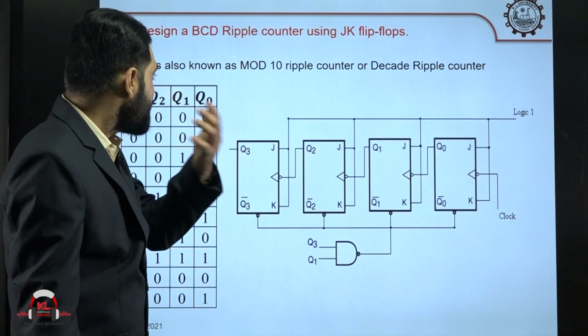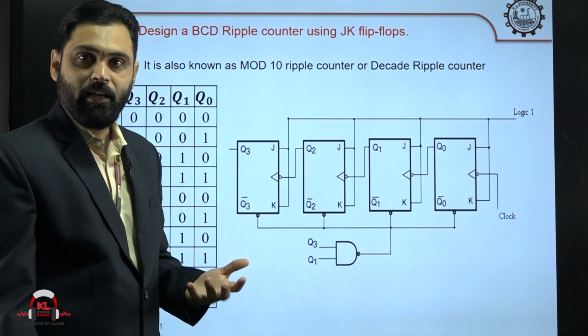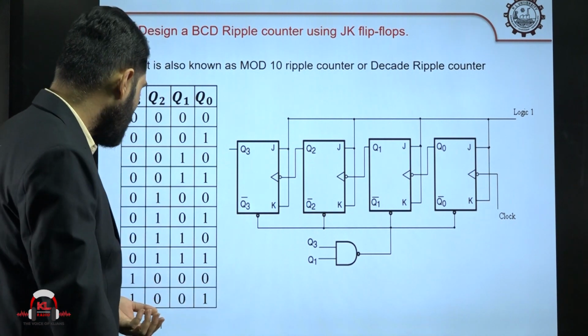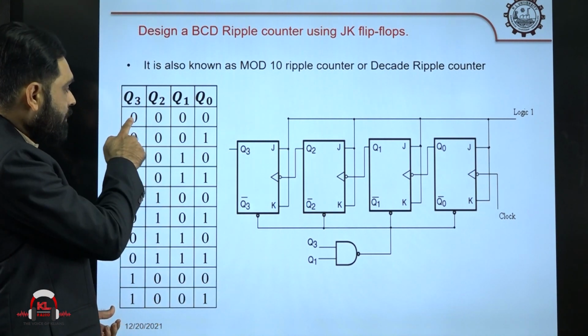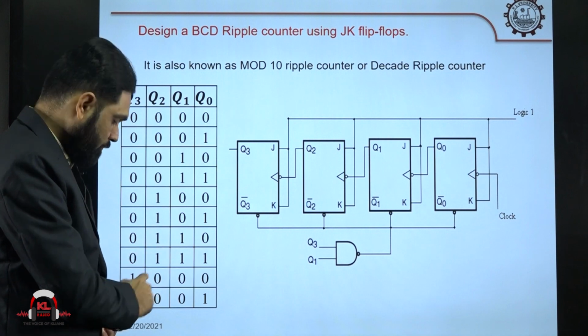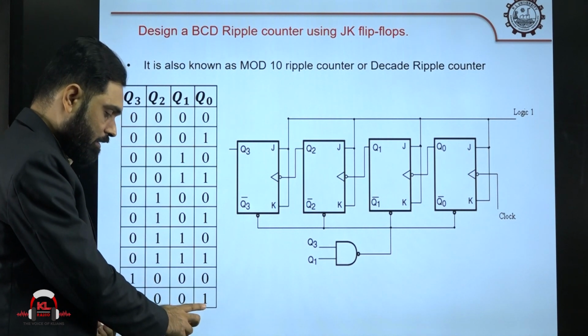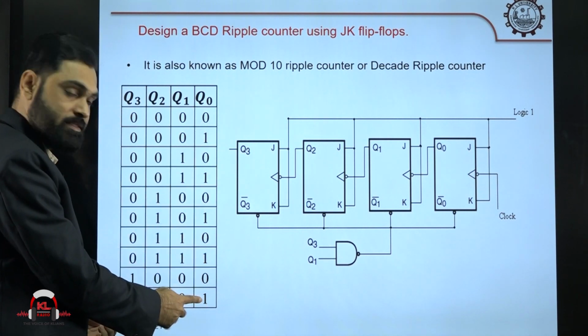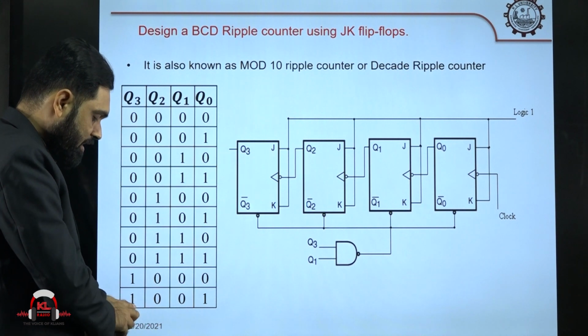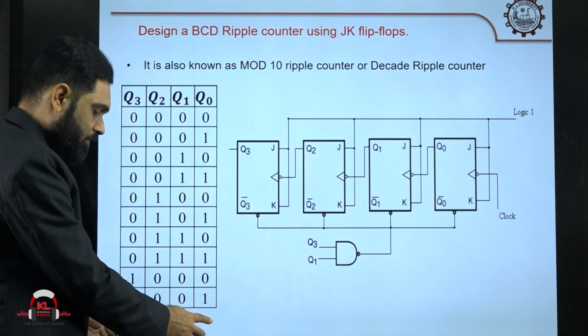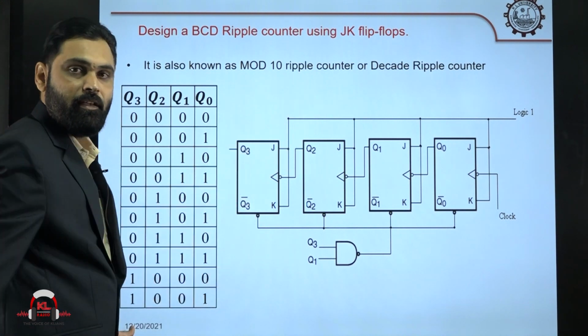So, here another one is given, a mod 10 counter. 10 means you know that the value is 1010. So, look here, 0000 to 1001, that means 0 to 9 is displayed. Whenever it becomes 10, that means 1010, then the counter will be cleared.